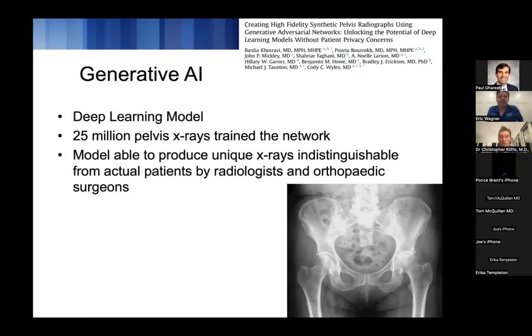So then we get to generative AI. Generative AI is really, really cool. This is where we start getting to the point where this could be anything, right? This was an awesome study where they took 250 million pelvis x-rays, which is a crazy amount of time to put into it. And they were able to produce unique x-rays that were totally indistinguishable from actual patients, even to radiologists and orthopedic surgeons. It's crazy. The image on your right is something that I generated, and it was totally indistinguishable. They have bowel gas, they have everything. And when we start thinking about where AI is going, it's probably this generative AI, to be honest with you.